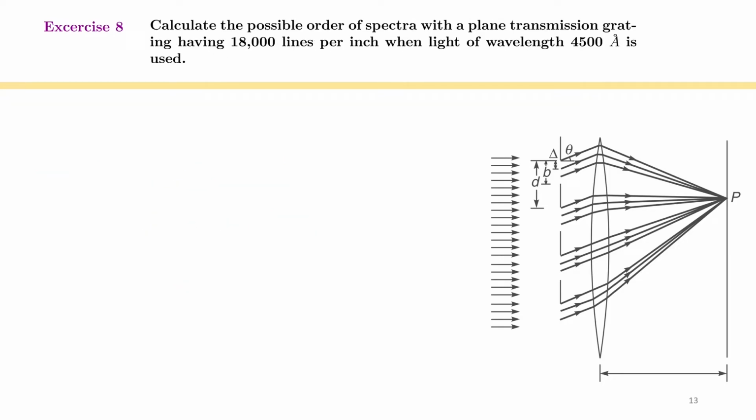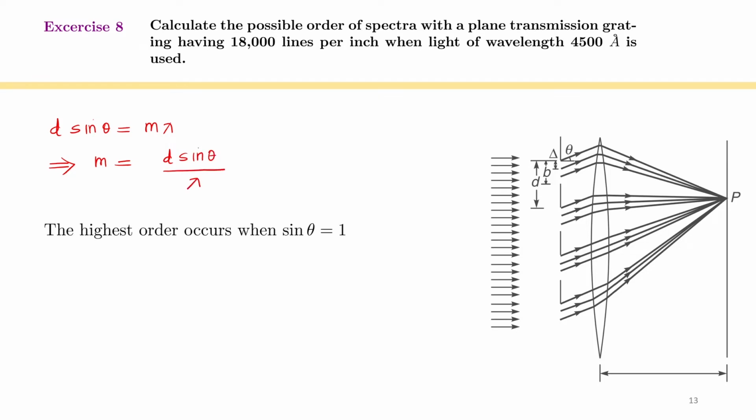Exercise 8. Calculate the possible order of spectra with a plane transmission grating having 18,000 lines per inch when light of wavelength 4500 angstrom is used. The grating equation is d sine theta equal to m lambda, which gives m as equal to d sine theta over lambda. The highest order occurs when theta equal to 90 degrees.